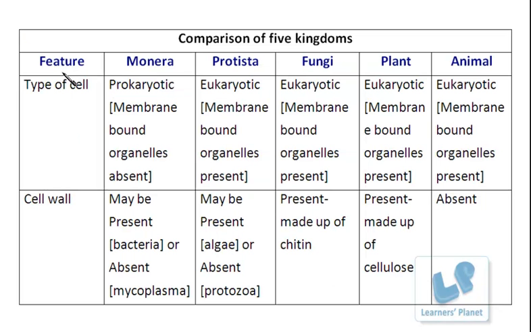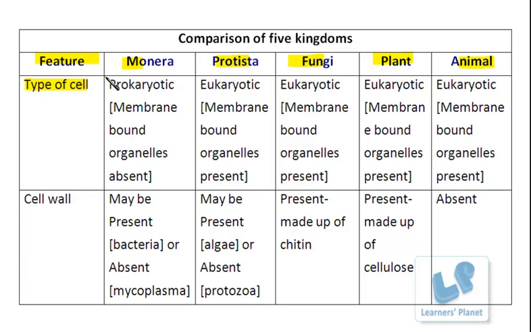So here is the table. The very first column is showing the feature. Then the feature is compared in all five kingdoms, that is the Monera, Protista, Fungi, Plant and Animal. Right. So the very first feature to be compared is the type of cell. Each organism is made up of a cell. Cell is a basic structural and functional unit of life. This you are studying since long, right?